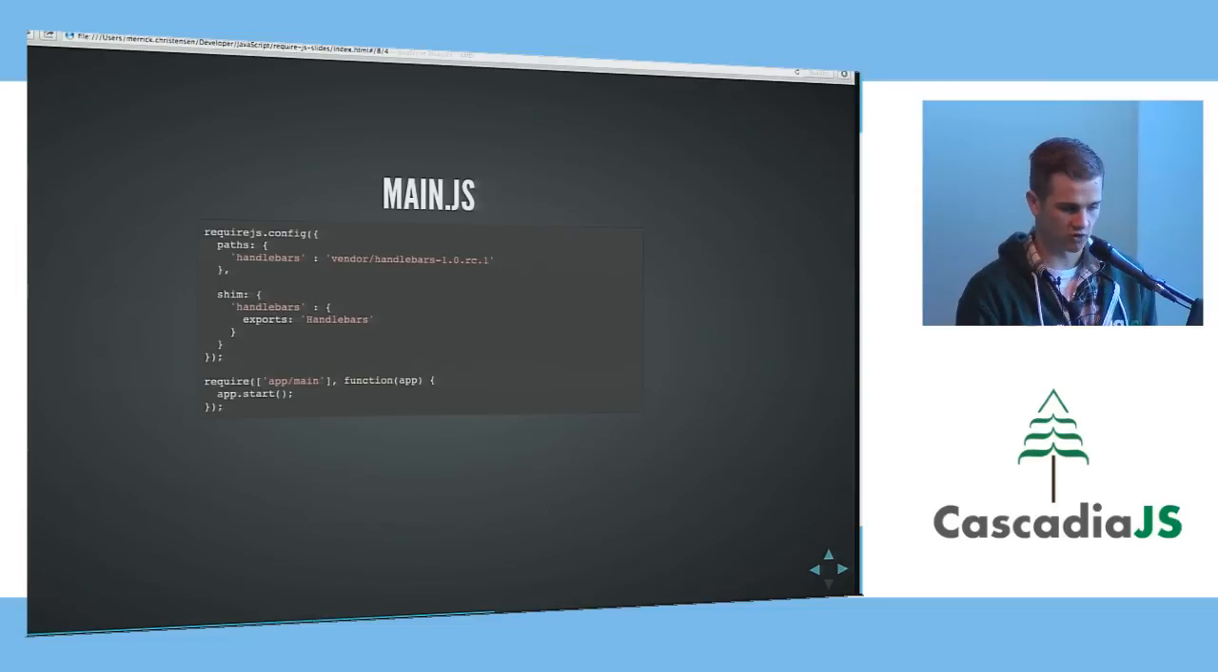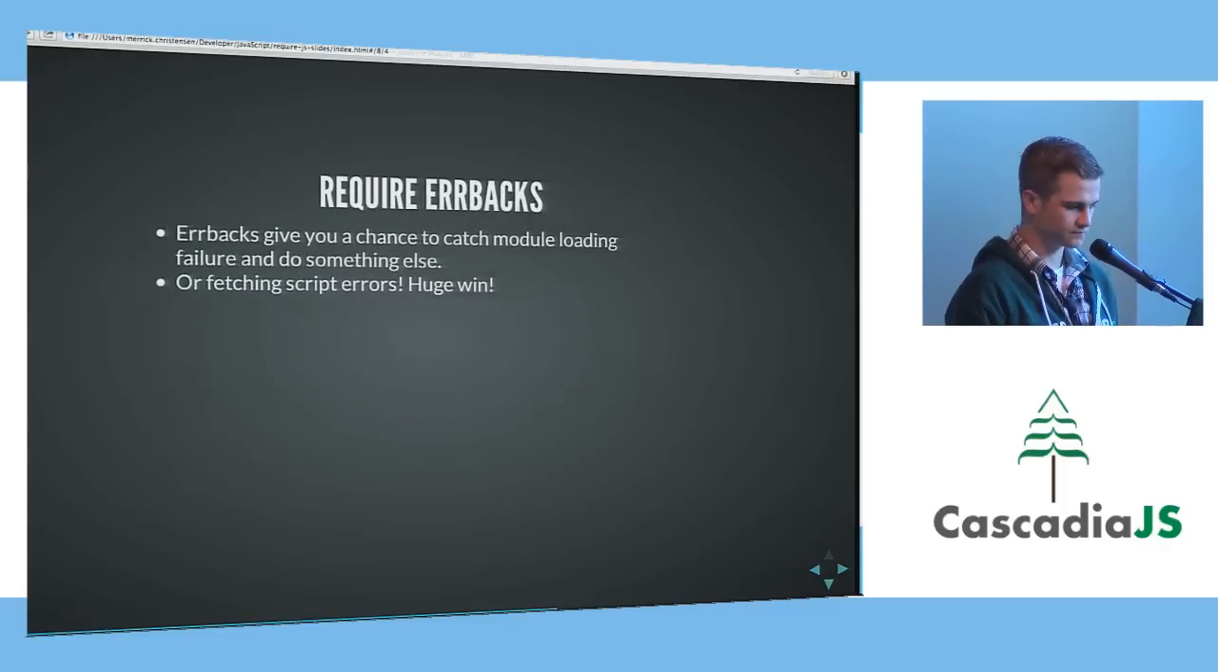We would alias handlebars to the handlebars file. We would shim handlebars, and we would export the handlebars variable, download our app, and kick it off.